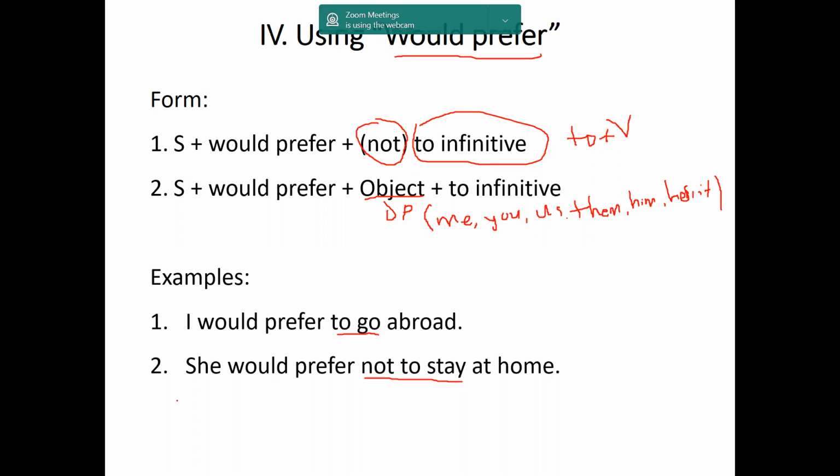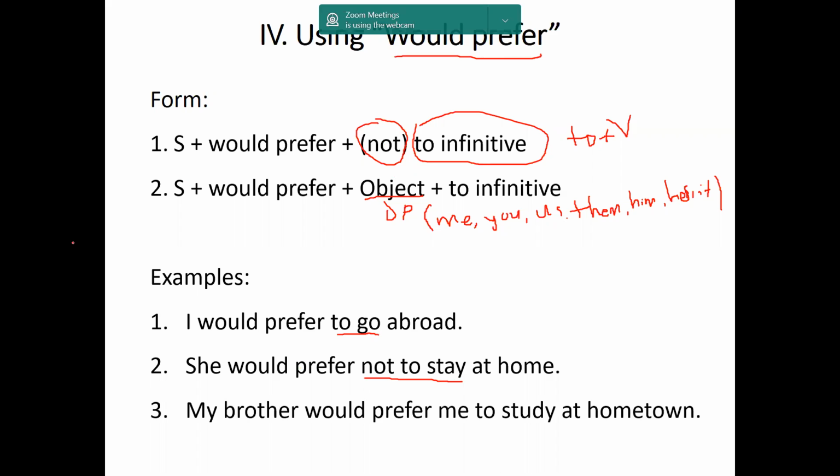And then number three, my brother would prefer plus object pronoun. I use me here. Me is the object pronoun. Okay, my brother would prefer me, and then to infinitive again, to study at home, at hometown. Okay, so for number two, that means that someone gives his or her favorite to you, right?